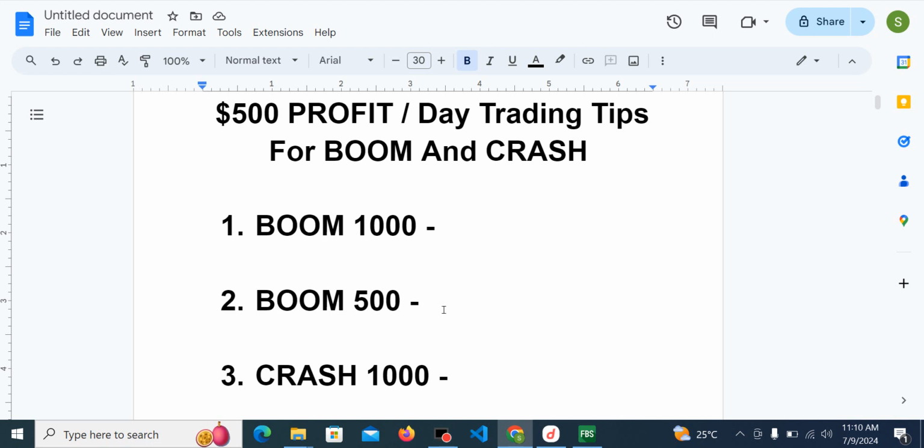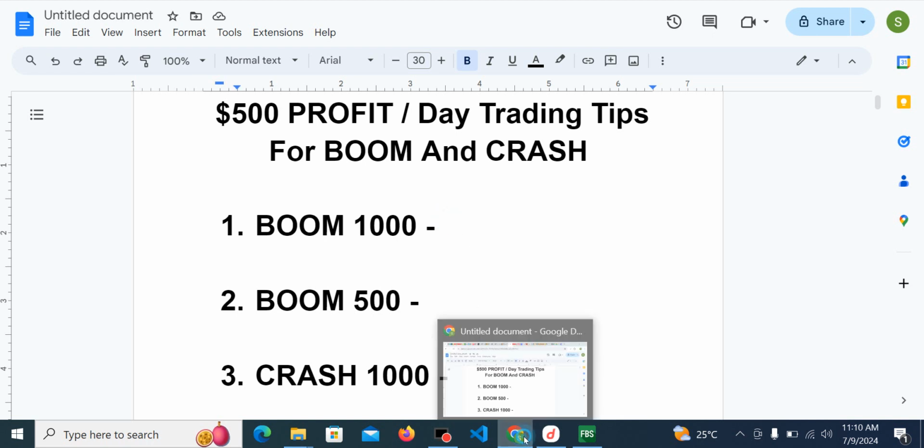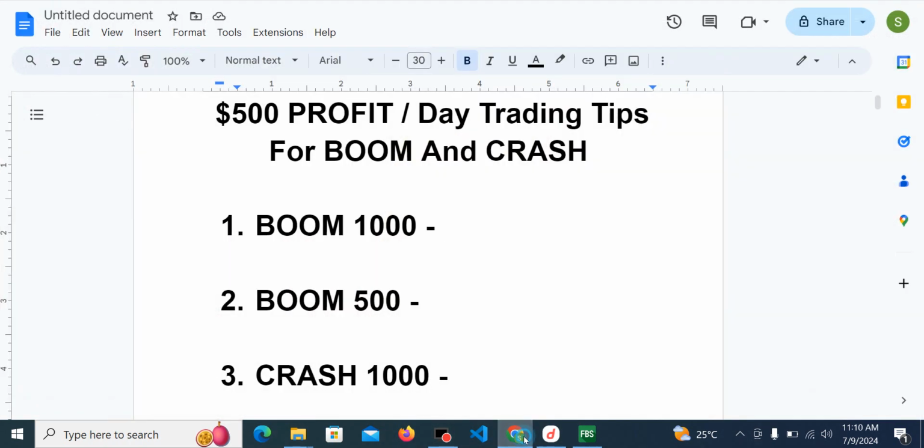As for the $500 profit per day, it all depends on your trading capital. The more your trading capital, the easier it is for you to achieve, but you can always grow from a small trading capital to a reasonable one. So quickly, let's go straight into what we have right here. Like I said earlier on, we will be checking out all these assets. We will be starting with boom 1000.